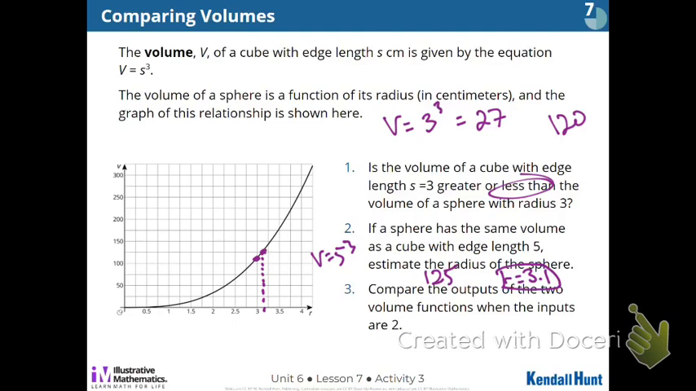And then compare for input 2. So 2 cubed is 8 for the edge of a cube. And if I put 2 in for the radius of a sphere, I don't know, like 30, let's just say 31 for fun. Okay? What'd you say, Red? What was yours? Oh, okay. I wasn't just trying to disagree with you. 30's good too.